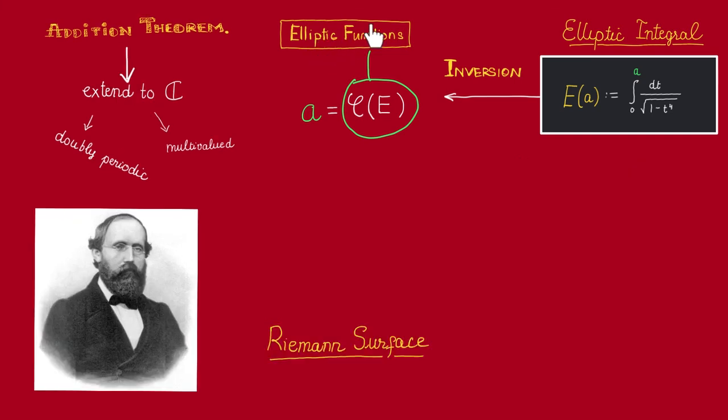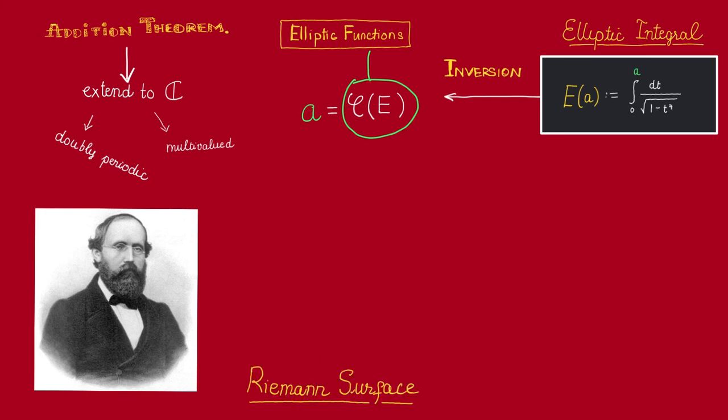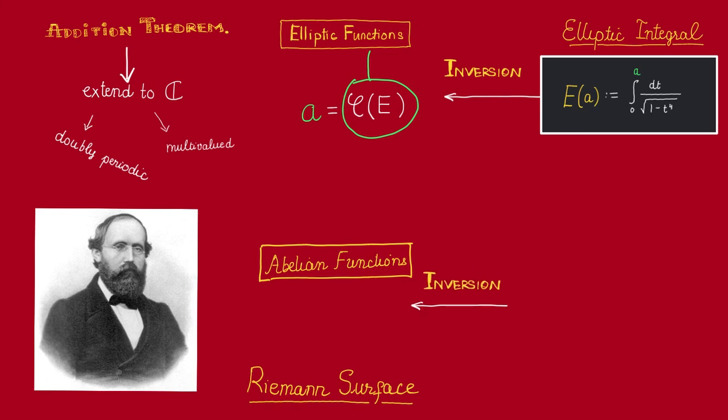Thus, we can view these elliptic functions as functions defined on Riemann surfaces. Actually, Riemann even generalized the notion of elliptic functions to a larger class of functions on Riemann surfaces called abelian functions. So what are these abelian functions? Well, just like elliptic functions come from inverting elliptic integrals, abelian functions come from inverting abelian integrals.